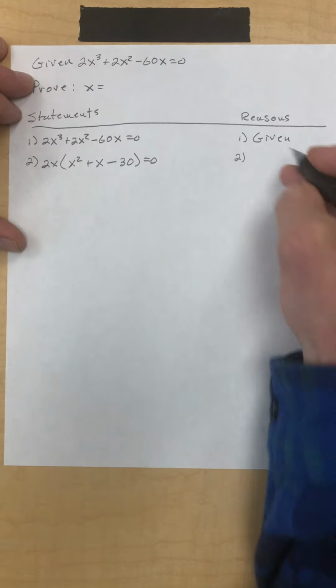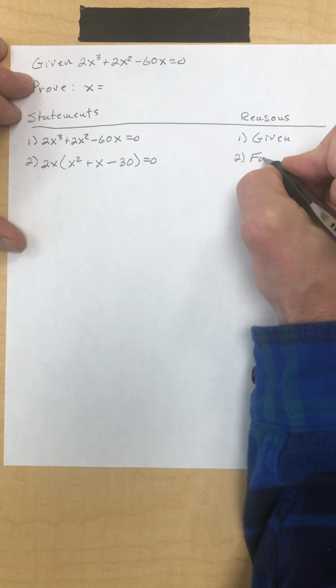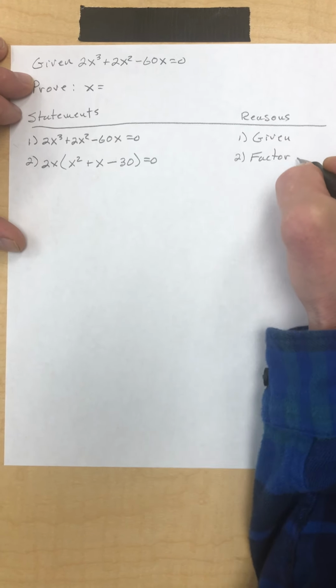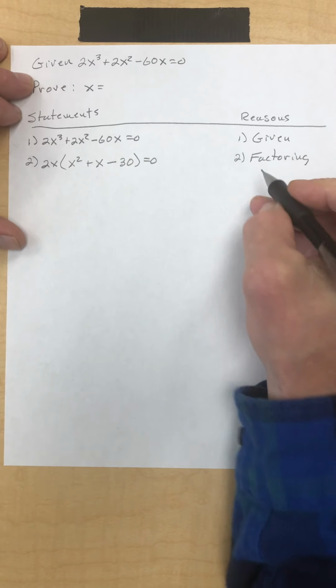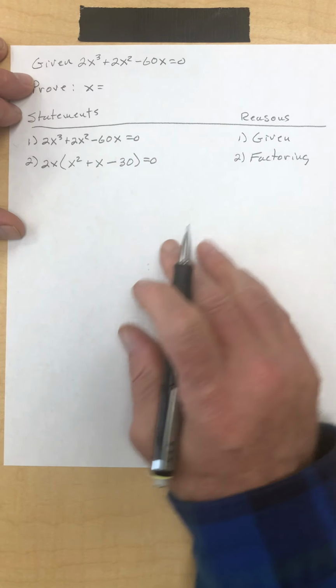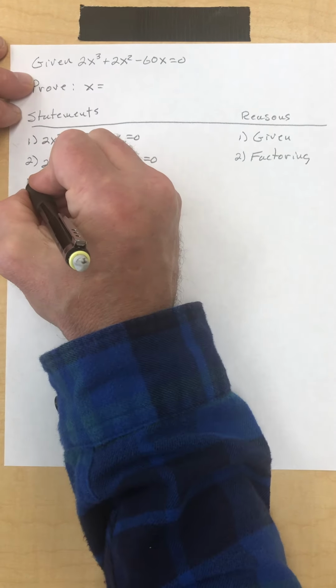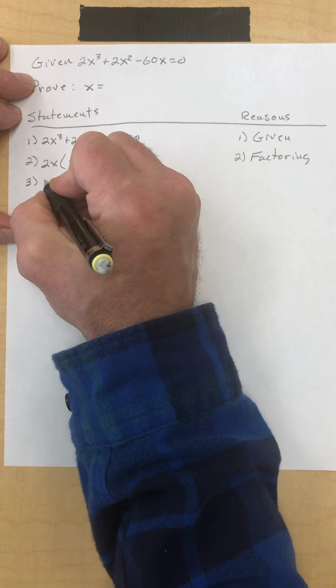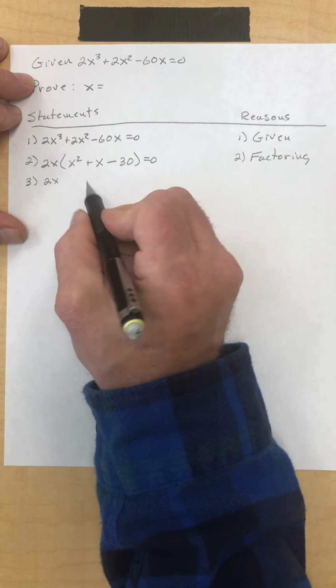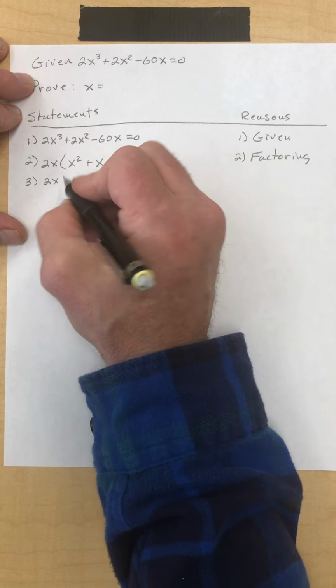Now, what have we done there? We've just factored. That's it. Now, if you wanted to write factoring out a GCF, you can do that if you want. It's not necessary, though. So we have this 2x out front, and now I get to factor this quadratic.